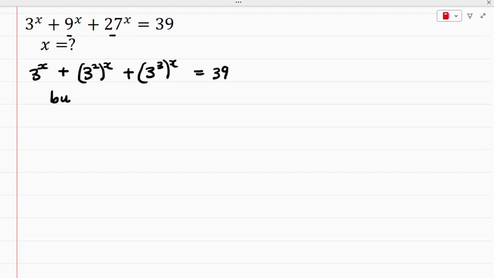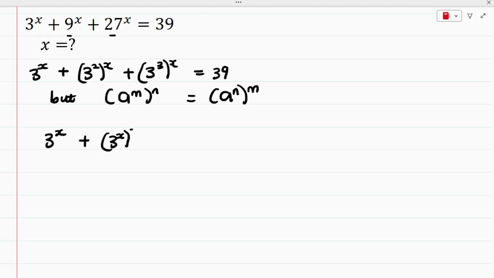39. But one thing you guys simply need to know is that if we have a raised to the power of m, all raised to the power of n, this can easily be interchanged as a raised to the power of n, all raised to the power of m. So applying this, we have 3 raised to the power of x plus 3 raised to the power of x, all raised to the power of 2, plus 3 raised to the power of x, all raised to the power of 3, is equal to 39.